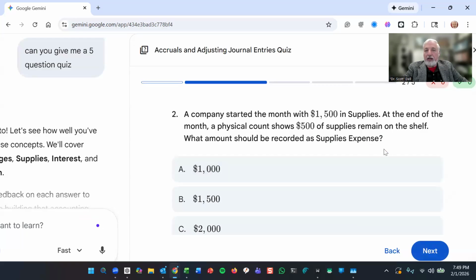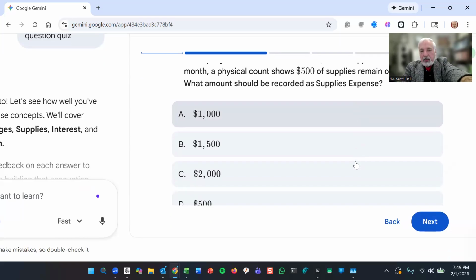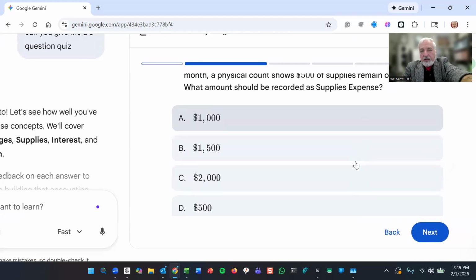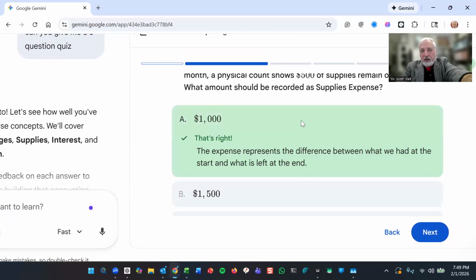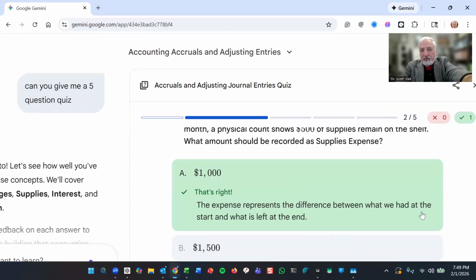At the end of the month, the physical count showed 500 remaining on the shelf. What's the amount should be recorded in supplies expense? You tell me. A, B, or C, or D. Started with 1,500, ended with 500. It's like A to me. So let's see if it goes with that. That's right. Expense represents the difference between what we had to start and in the end.